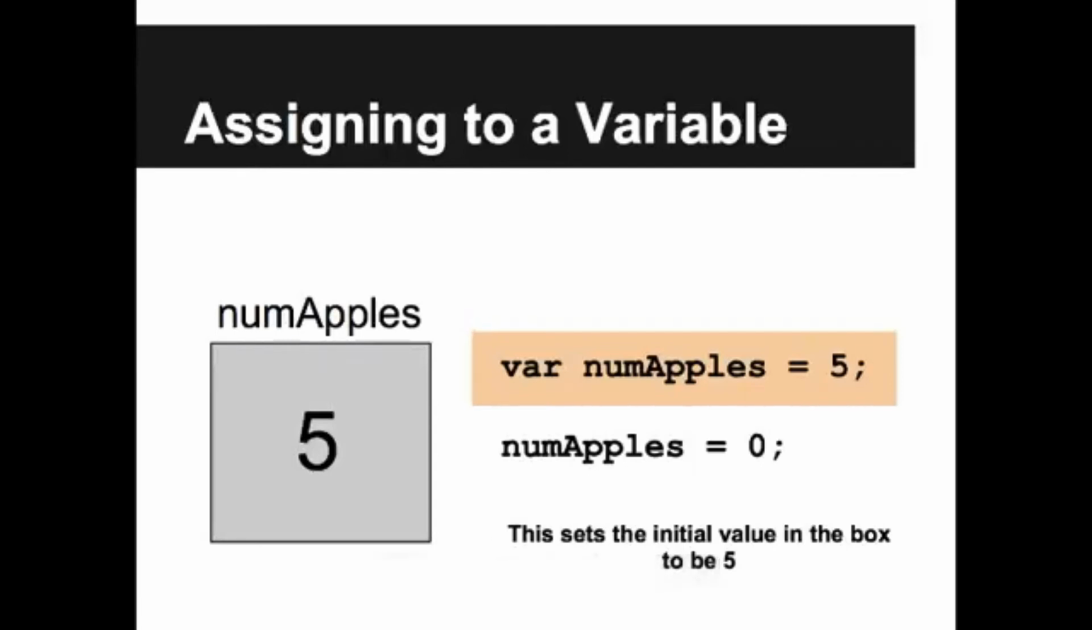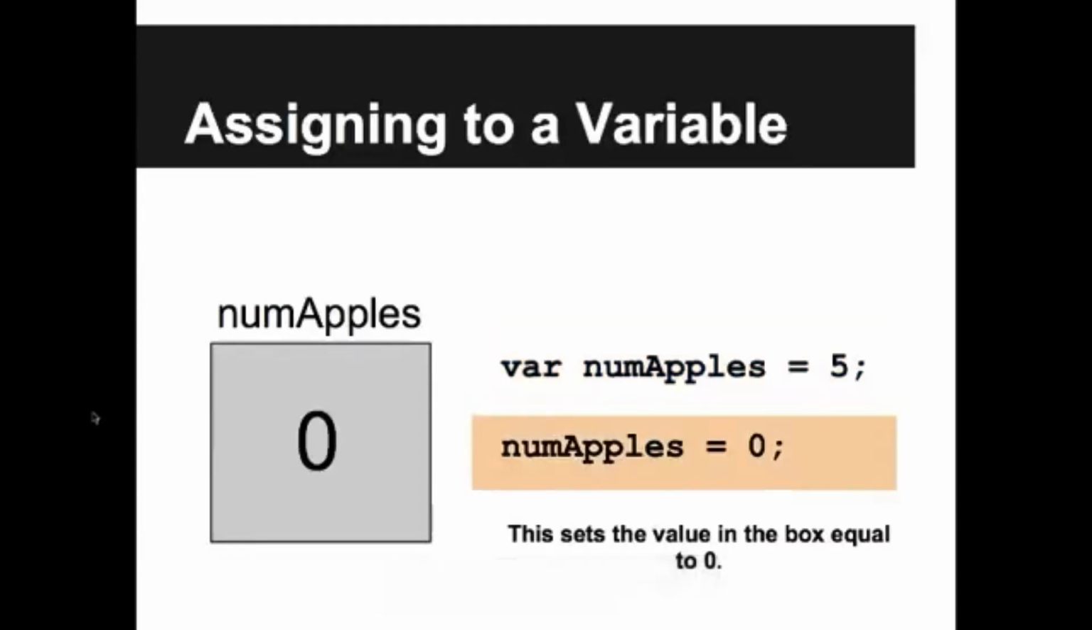The next part is assigning to a variable, and assigning to a variable is like changing its value. So for example, in this first line we initialize numApples with the value 5, and so 5 is in the box. But then on this next line we write numApples is equal to 0, and that changes the value in the box. Notice that we don't have the keyword var in front. We're not creating another one. We're using the existing box for the variable numApples, but changing its value.